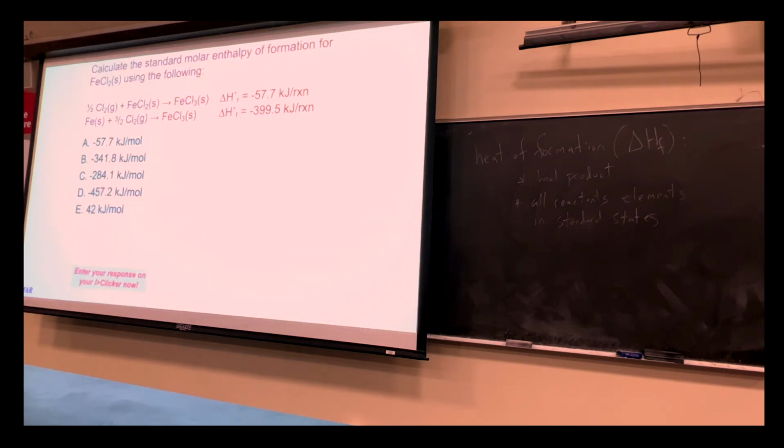Okay. This last question is an example of Hess's law, all right? So it says to calculate the standard molar enthalpy of formation. Formation means 1 mole of product, all reactants, elements in their standard states. So find the delta HF for iron 2 chloride using these 2 equations, all right? And you'll basically use a type of Hess's law expression, but you do need to figure out what equation you're looking for. And remember, heat of formation, 1 mole of product, all reactants, elements in their standard states.